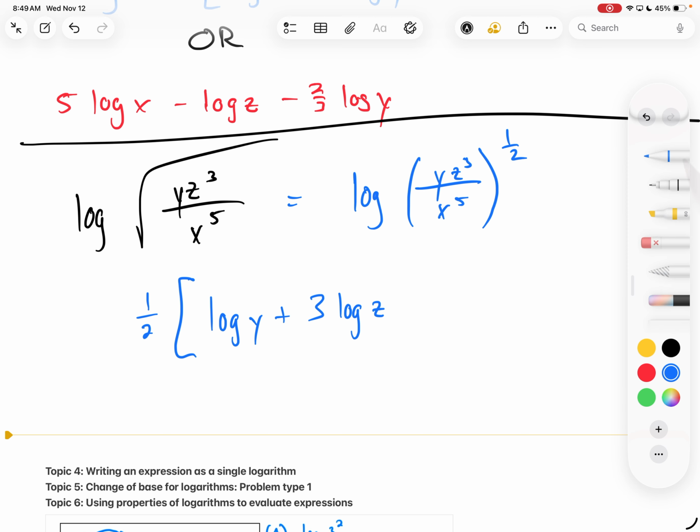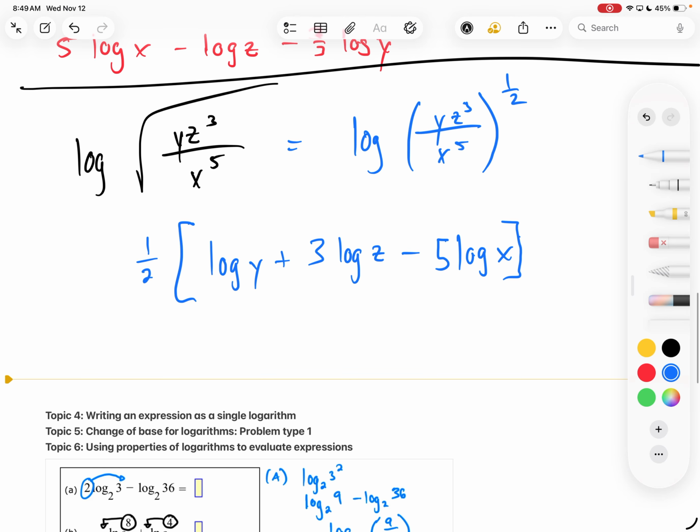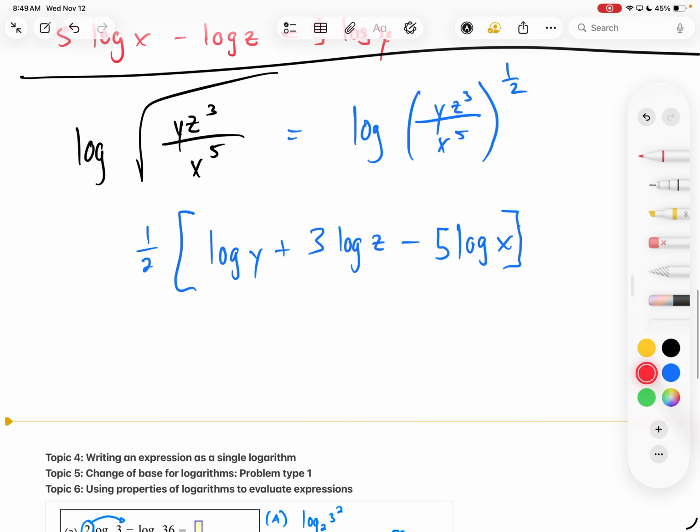And then I'm going to subtract. I only have one thing in the denominator, so I don't really need another bracket here. I'm going to subtract log of x to the 5th power. Instead of writing it here, I'm going to write it in front. And I have my answer here. Now, the hard thing about this is you have that 1/2 out in front. The whole thing is to the 1/2 power. I'm doing the square root of the whole thing, so everything is going to be multiplied by 1/2.